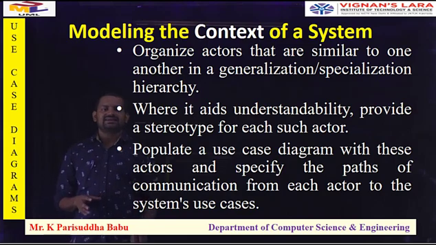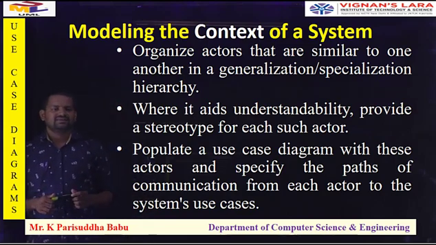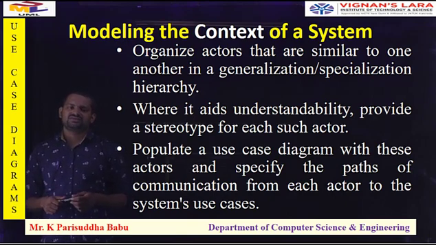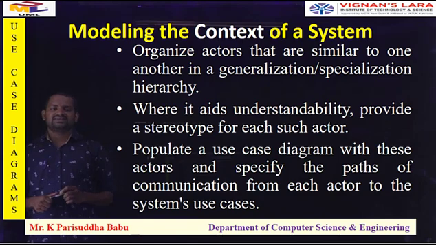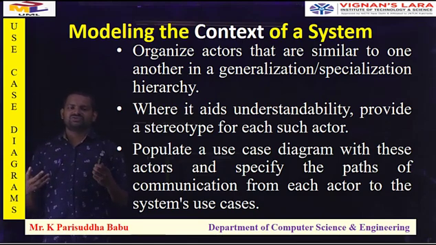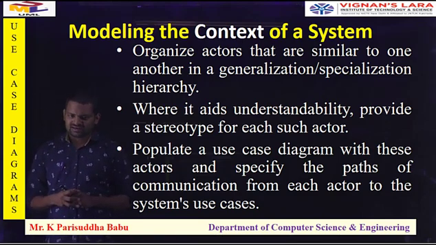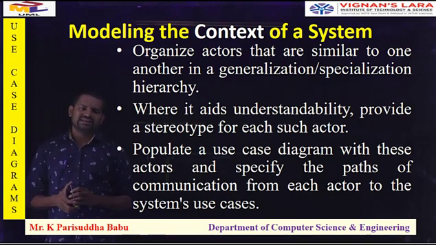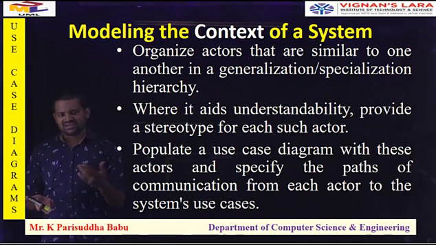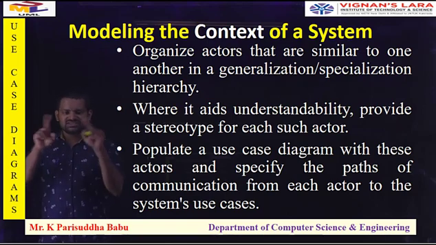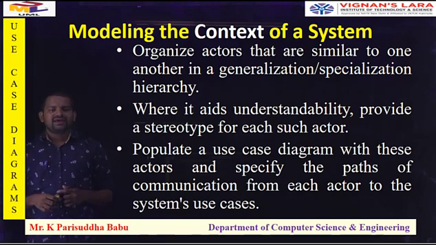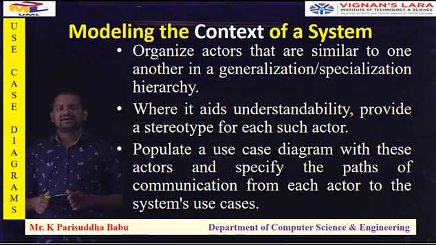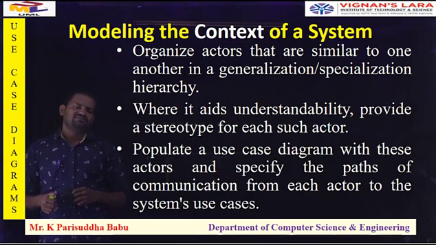organize actors that are similar to one another. You can use a generalization or specialization hierarchy also. For understandability, provide stereotypes for a particular actor. Stereotypes are nothing but include or extend relationships. With the stereotype information you can write. And populate a use case diagram with these actors and specify the paths of communication for each actor to the system's use cases.